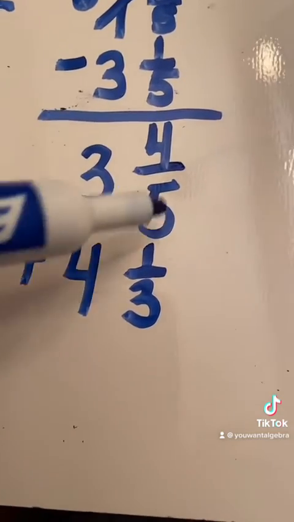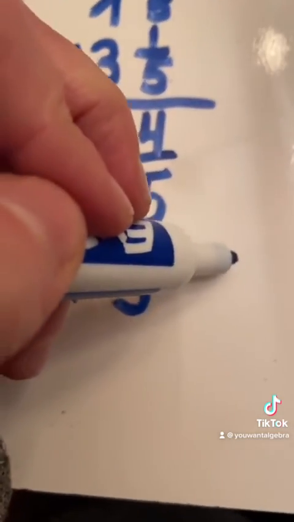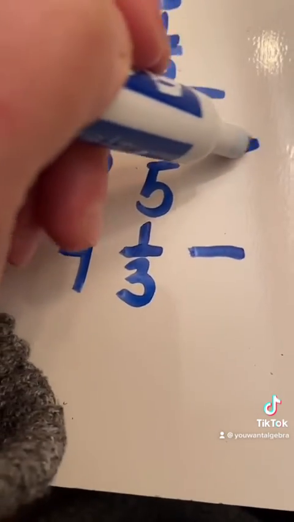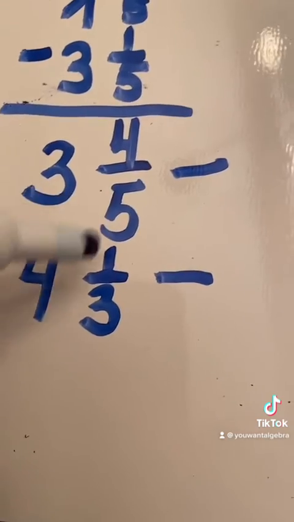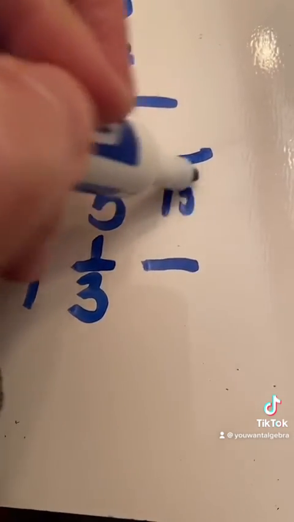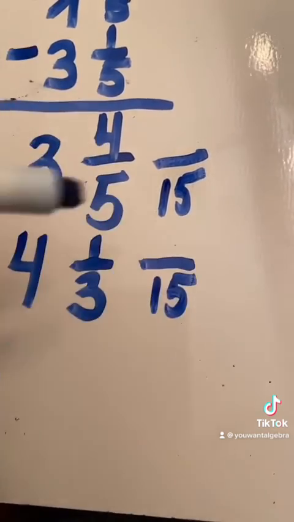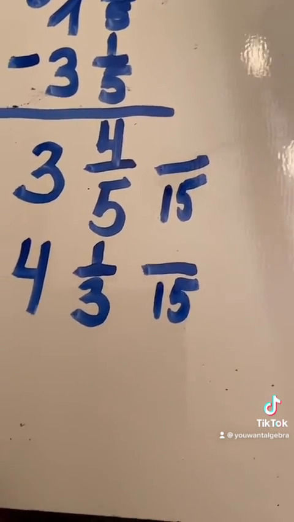Now, problem is I can't add two different denominators. These are unlike denominators. So I do want to change these two fractions into something else that will work. And so my lowest common denominator in these two numbers would be 15ths. So we're going to make these fractions turn into 15ths here. And in the next part, I'm going to show you the rest of this.